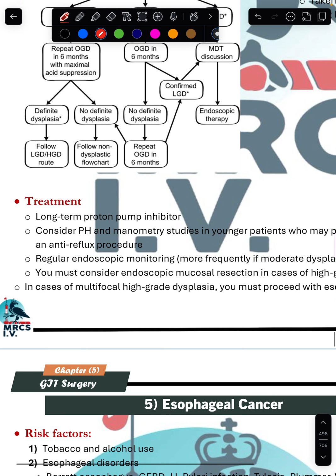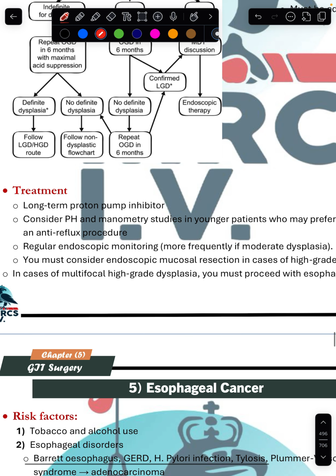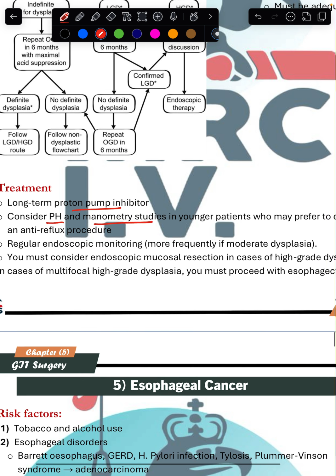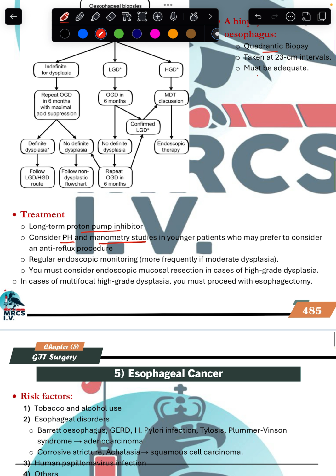What is the treatment for dysplasia? Long-term proton pump inhibitors are to be given. Consider pH and manometry; these are the two tests. In younger patients, who may prefer it, consider anti-reflux procedures. So this is anti-reflux. Regular endoscopic monitoring, more frequent if moderate.